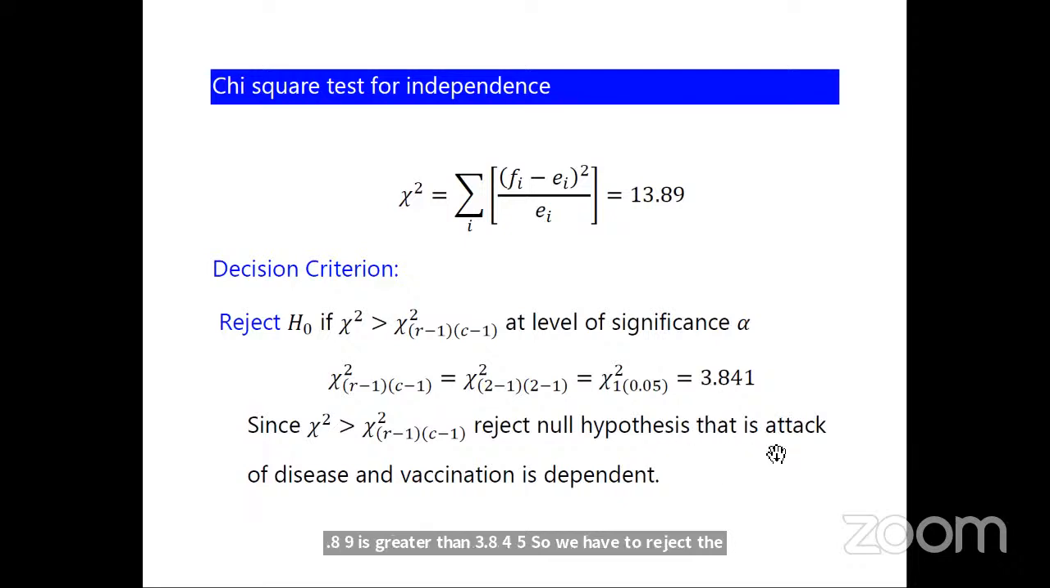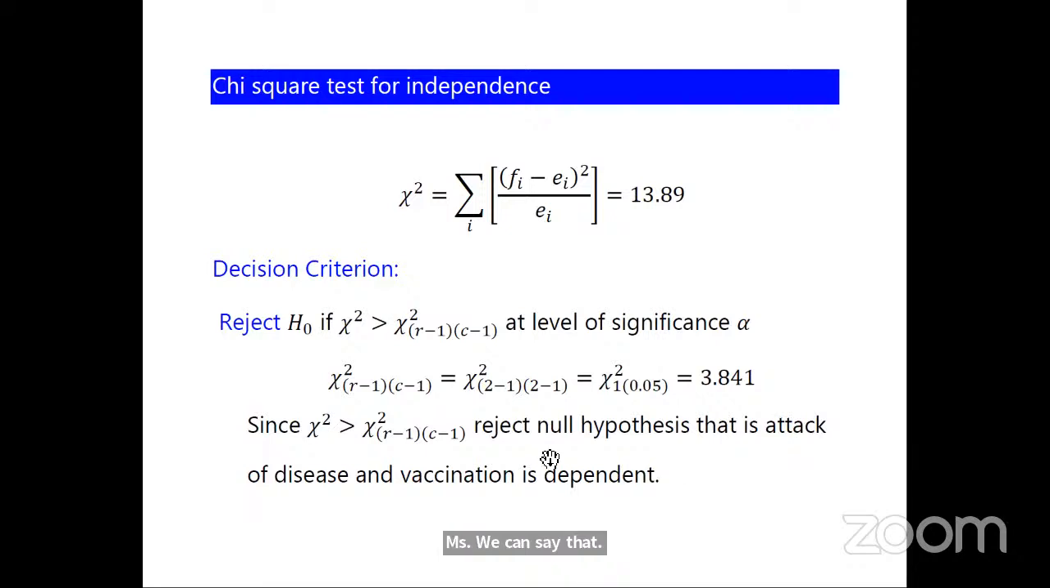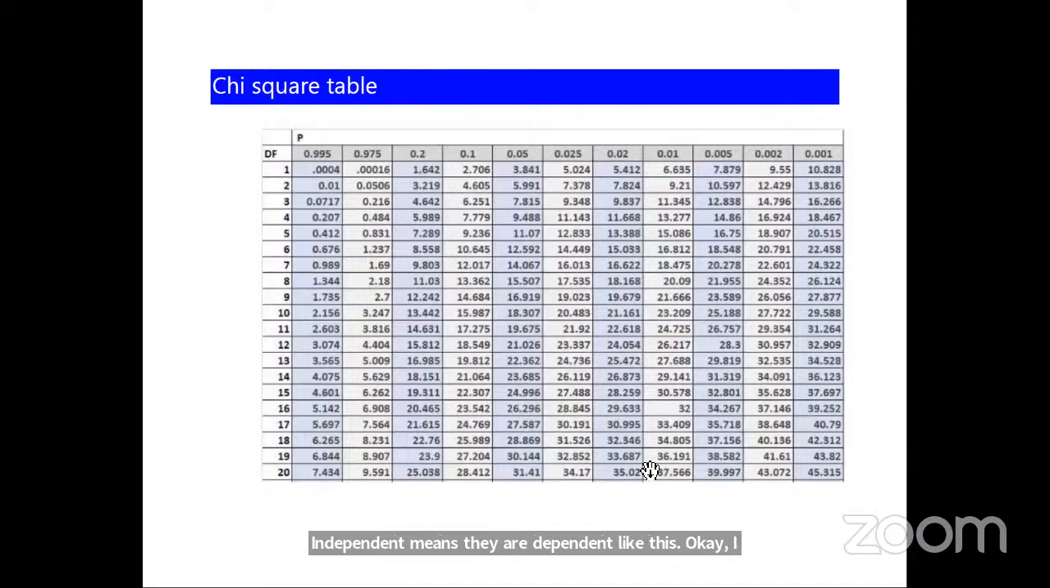Means what? Attack of disease and vaccination are dependent, because your null hypothesis is they are independent and we are rejecting it, right? And that's why we can say that there is sufficient evidence to reject the null hypothesis. Means we can say that they are not independent, means they are dependent. Okay, I hope you understood this.